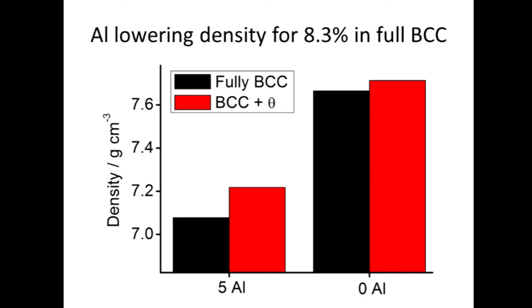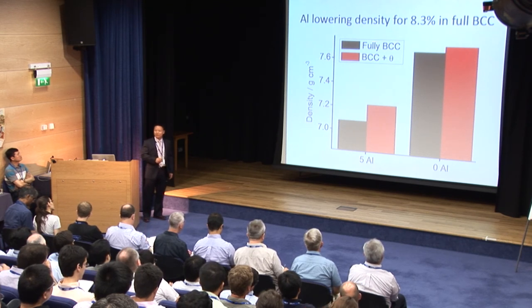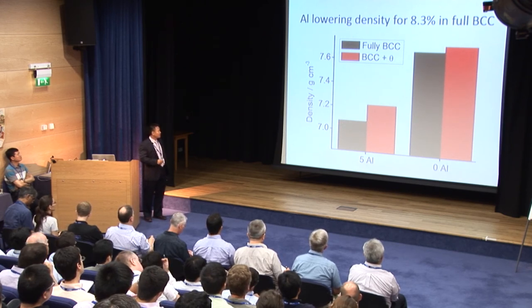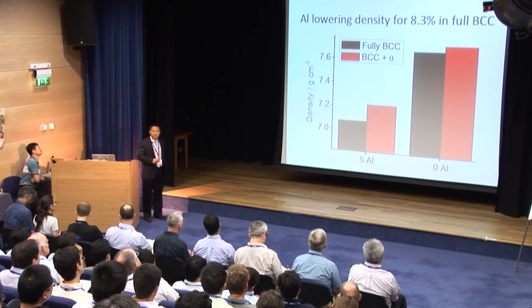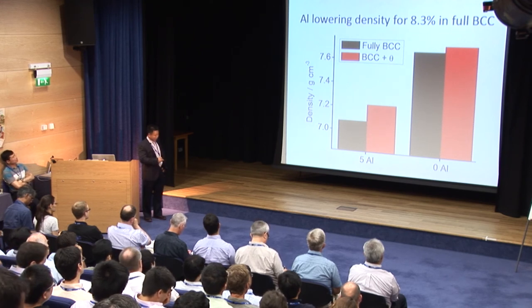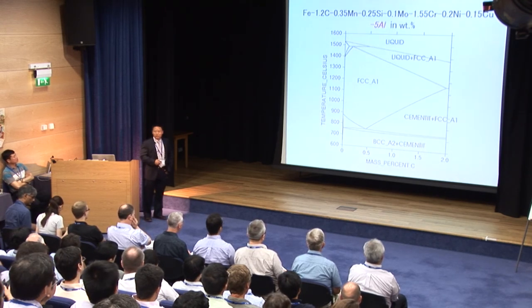By this alloy design, we can consider the density decrease. If we calculate the density with the Thermo-Calc software, we need to consider the lattice structure as well. In the case of full BCC, that means full martensite, we get some different density. With BCC plus cementite, because the cementite has more density compared with the ferrite, if by addition of 5 weight percent of aluminum, we get almost 8% of density decrease.